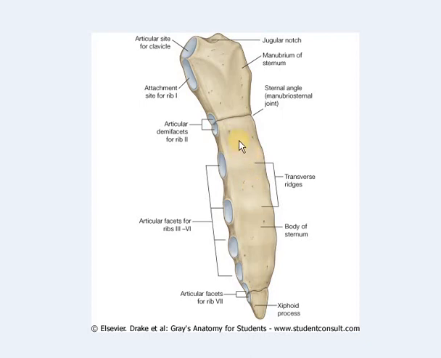So this one is the first segment, the second segment, the third segment, the fourth segment of the sternum, and these segments are called the sternebrae. These sternebrae are fused to the adjacent sternebrae at the transverse ridges. The posterior surface is slightly concave, and it is marked by less distinct transverse lines.